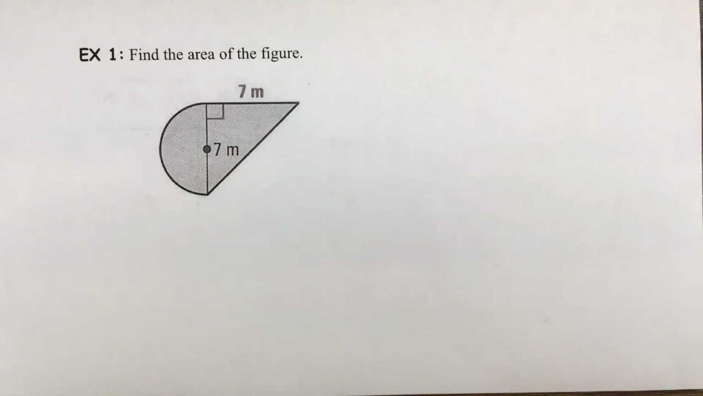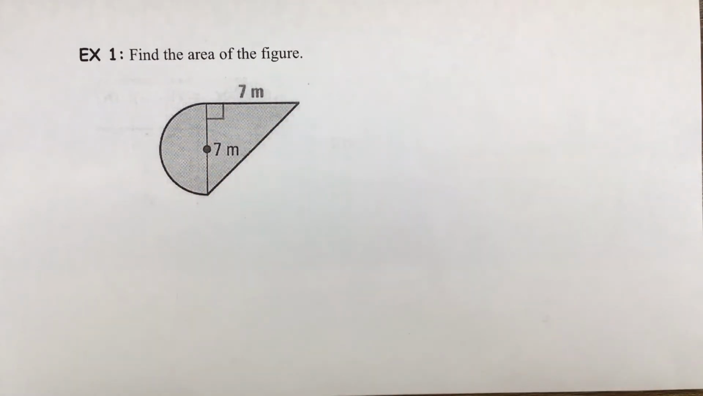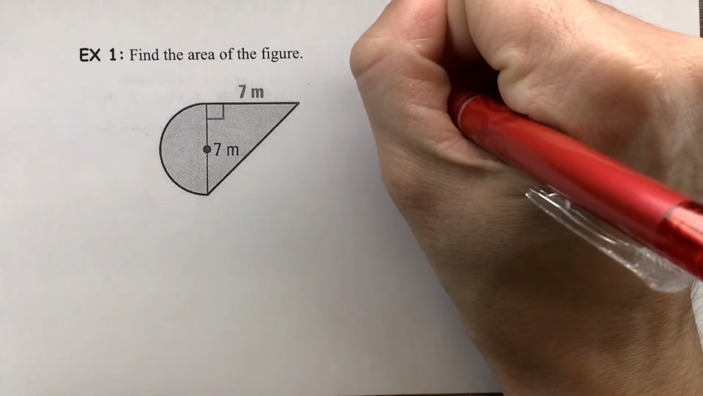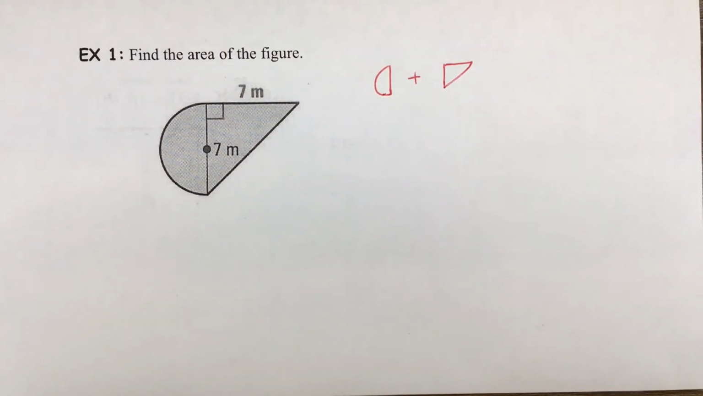For example 1, we are going to calculate the area of this figure shown. This figure is built using a semicircle and a right triangle. We generally refer to these as composite figures. The approach I prefer to use is to create something that I refer to as a shape equation, which is really just me outlining how I'm going to calculate the area. I'm going to figure out the area of a semicircle plus the area of the right triangle.